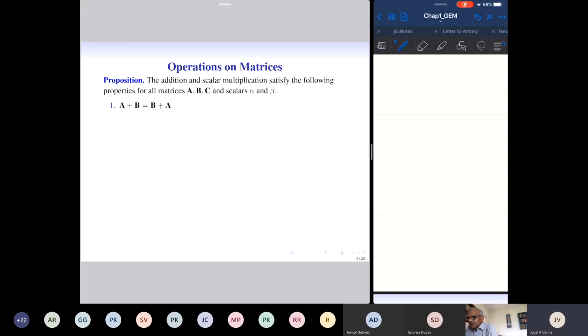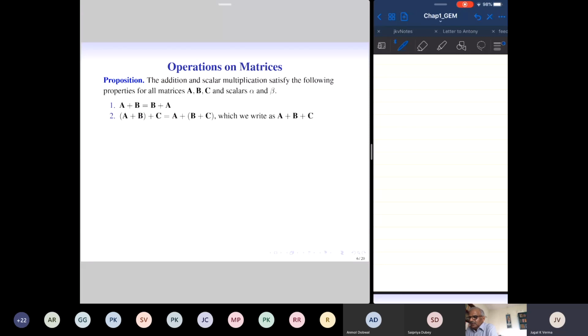So A plus B is equal to B plus A. You can easily check that this is true. So addition of matrices is a commutative operation. It is also an associative operation. You may take three matrices, add A and B, and then add C, and the answer is the same as adding A to the sum of B and C.